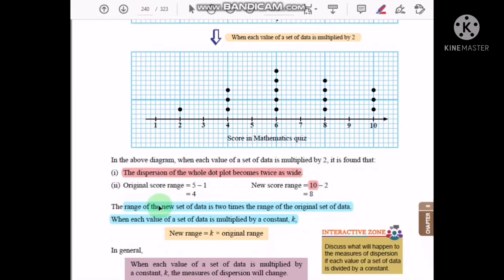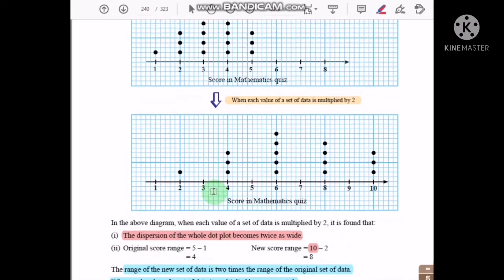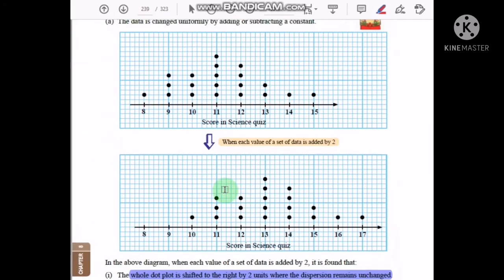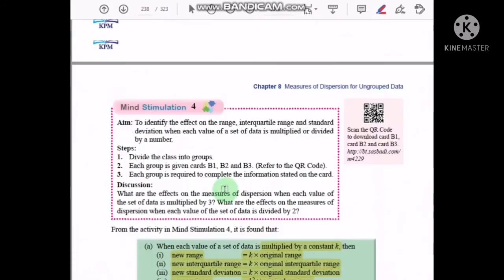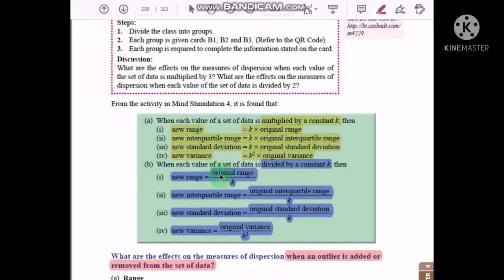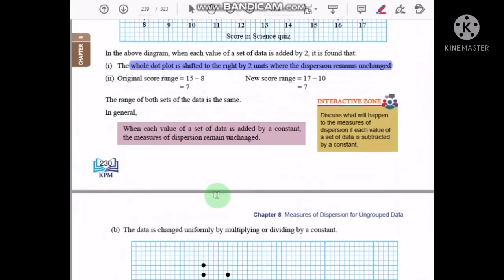Okay, so what happened to the range? You need to recall back before this. What will happen when the data is multiplied or divided uniformly? Okay, I will recall back. This one: when each value of a set of data is multiplied by a constant k, the new range will become k multiplied with the original range, and the new interquartile range is k multiplied with the original interquartile range. Remember this one and look at our recent lesson.